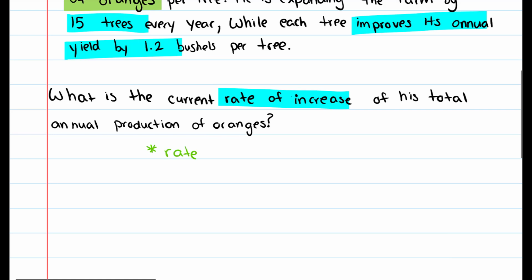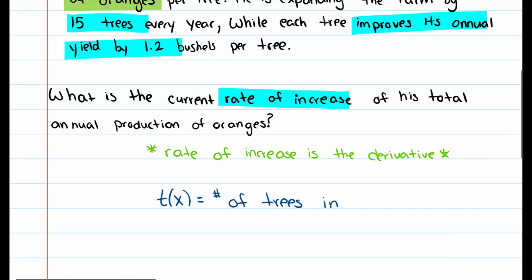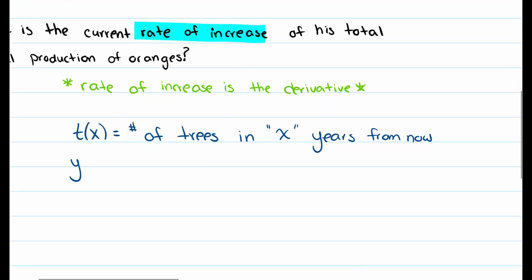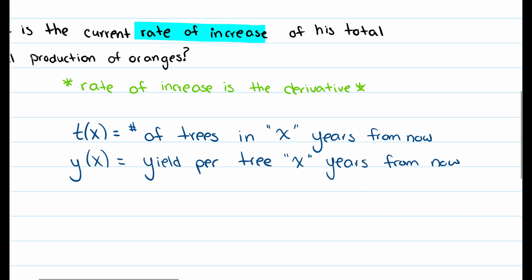And so something to keep in mind is that the rate of increase is the derivative. So what we're going to do is find an equation that's going to tell me how many oranges are produced at any given time. So the first thing we need to do is give an equation for each part of our problem. I'm going to let t of x represent the number of trees in x years from now. And I'm going to let y of x represent the yield per tree x years from now. So it's how many bushels of oranges are on the trees.